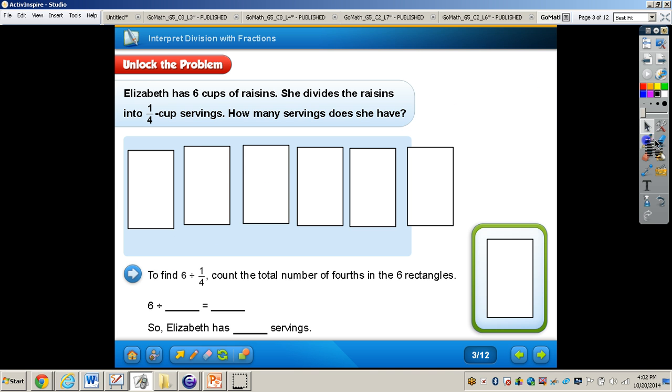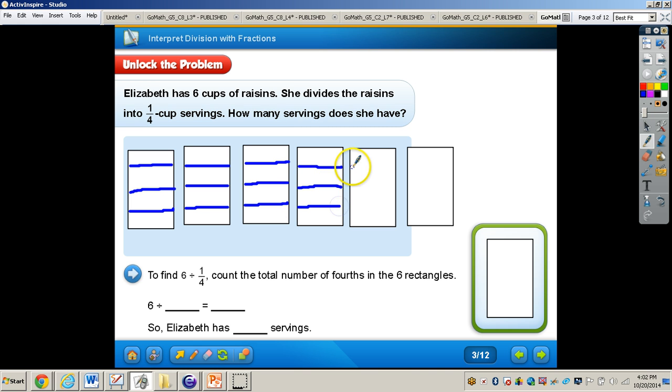Okay, now the next thing we need to do is we need to divide each cup into 4 equal sections, as equal as we can. Mine's not going to look nearly as beautiful as yours, I'm sure. Okay, and why are we dividing these into 4 sections? Because they all represent 1/4 cup servings here. And I want you to do this right in your Go Math book as well. And one more.